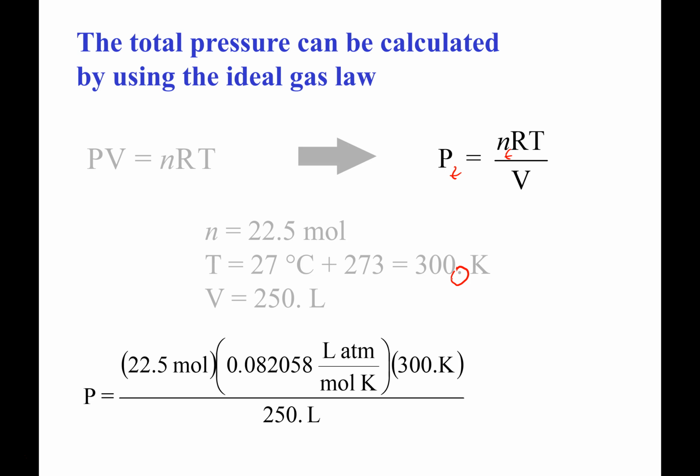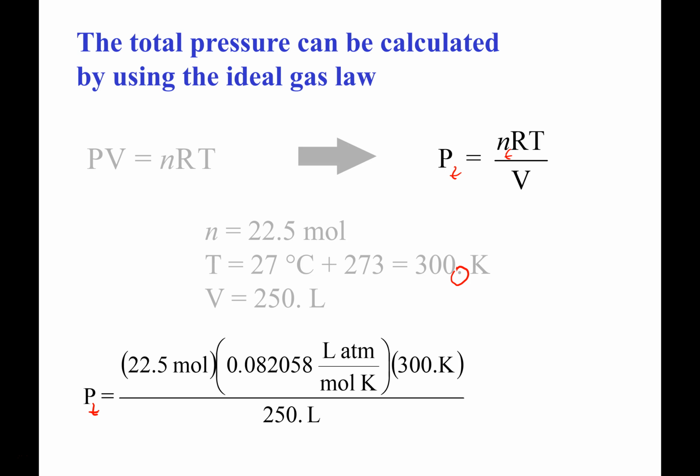So the total pressure, I'll put a little subscript T there. The total pressure is the total number of moles, 22.5 moles times R, 0.082058. Units of R are liter atmospheres per mole Kelvin. Also in the numerator, now we have the temperature, 300. Kelvin with 3 sig figs. In the denominator, we have 250 liters with 3 sig figs, so we have a trailing decimal after the 0.